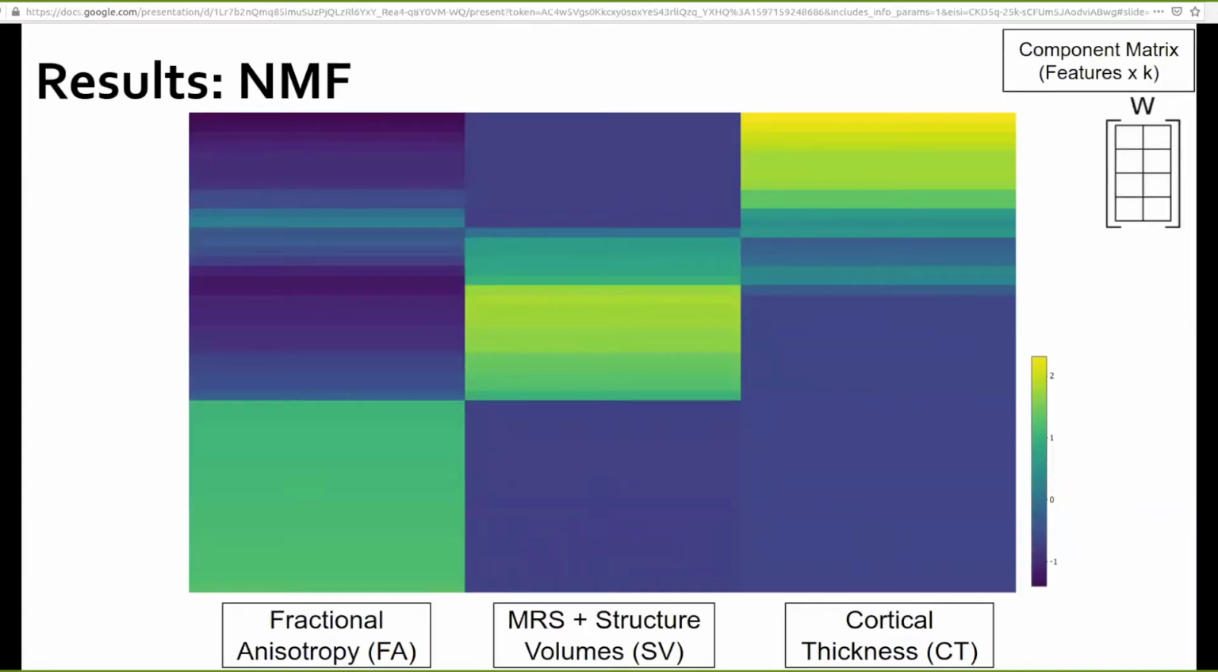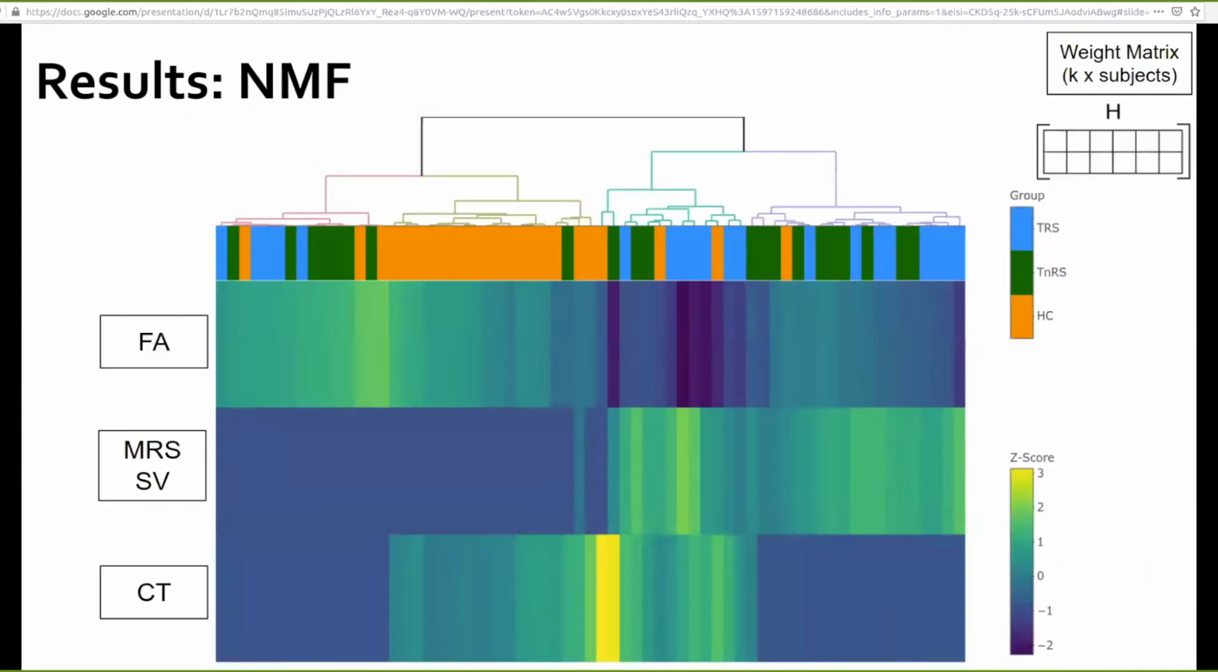Looking at the output of NMF, here we see the component matrix, and component 1 was composed of FA measures, component 2 was composed of MRS and structure volume measures, and component 3 was composed of cortical thickness measures. The other output from our NMF analysis is the weight matrix, which describes how each subject, here represented by columns, loads into each component. The uppermost row here is only used for descriptive purposes and corresponds to each participant's group classification, so TRS, TNRS, or healthy controls.